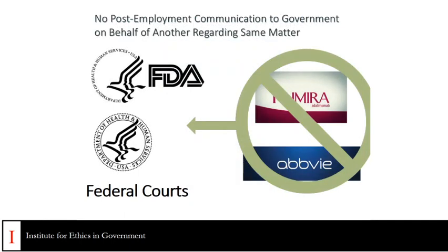With this information, we can give the employee some very targeted guidance as to what appearances or communications he or she would be prohibited from making back to the government in connection with the Humira drug application and on behalf of their prospective employer, AbbVie. Now, those restrictions are going to reach not only to communications back to FDA, but also to the Department of Health and Human Services and to any executive branch department or agency, as well as to federal courts.